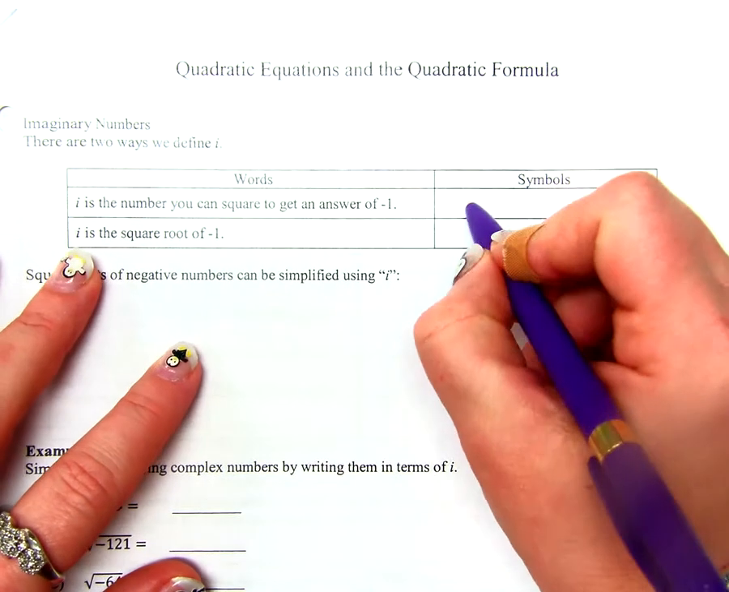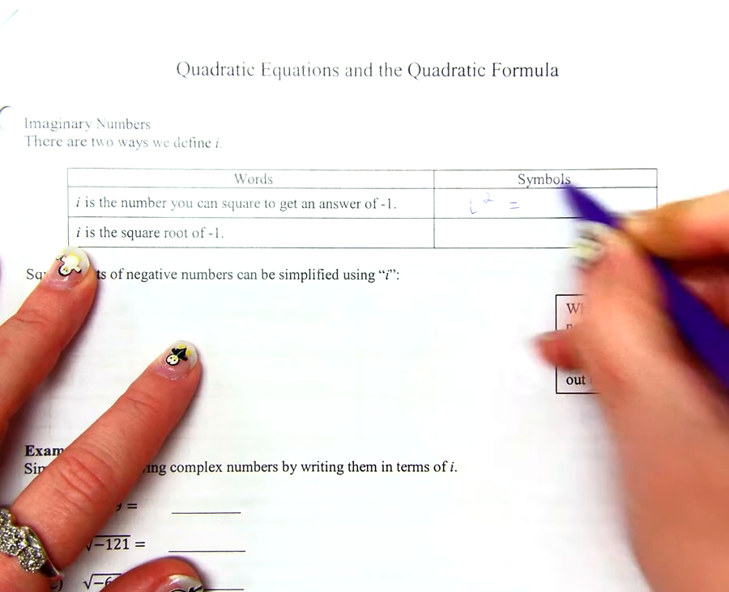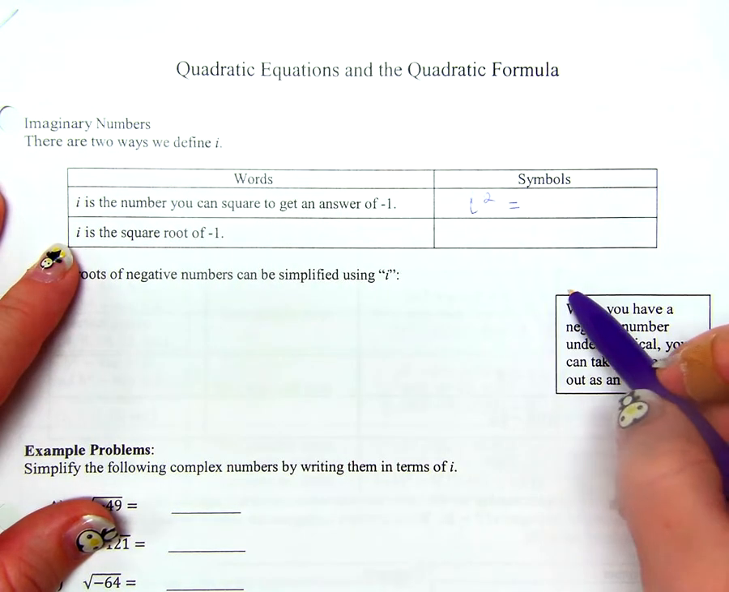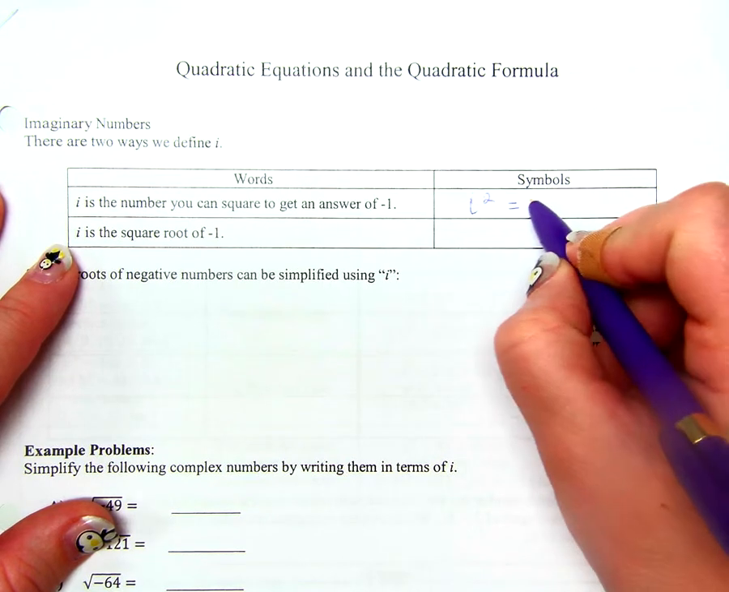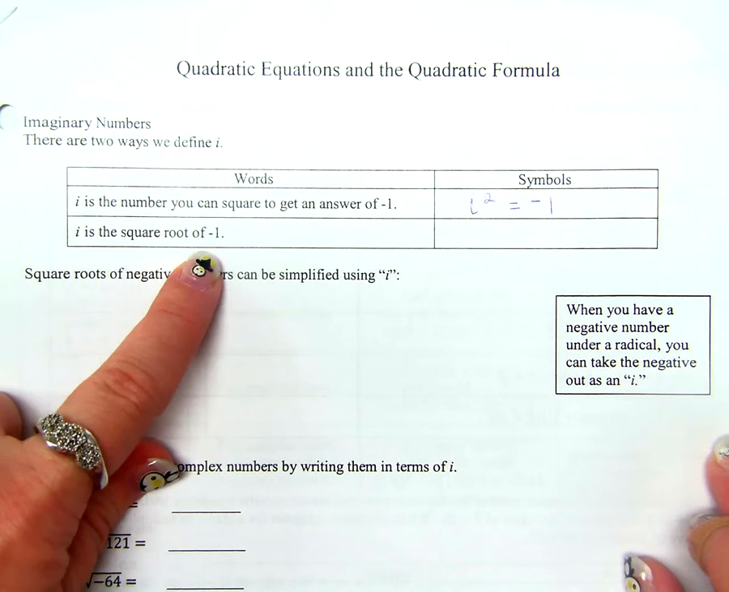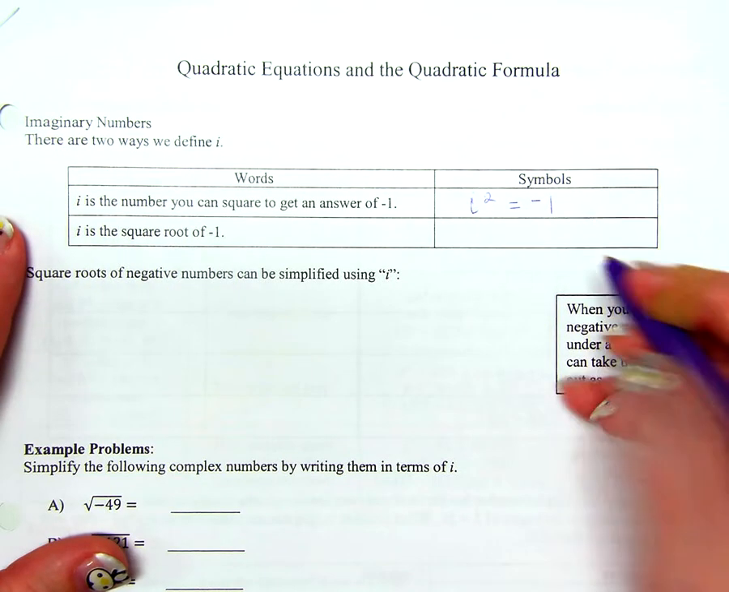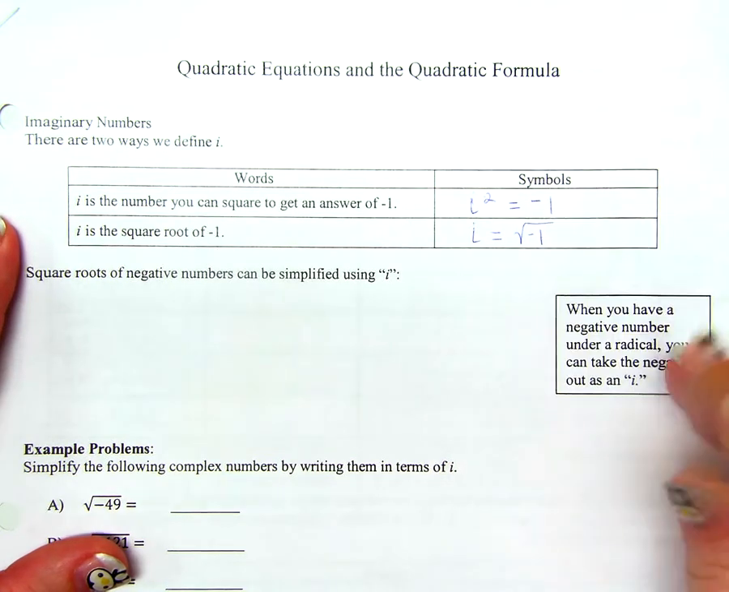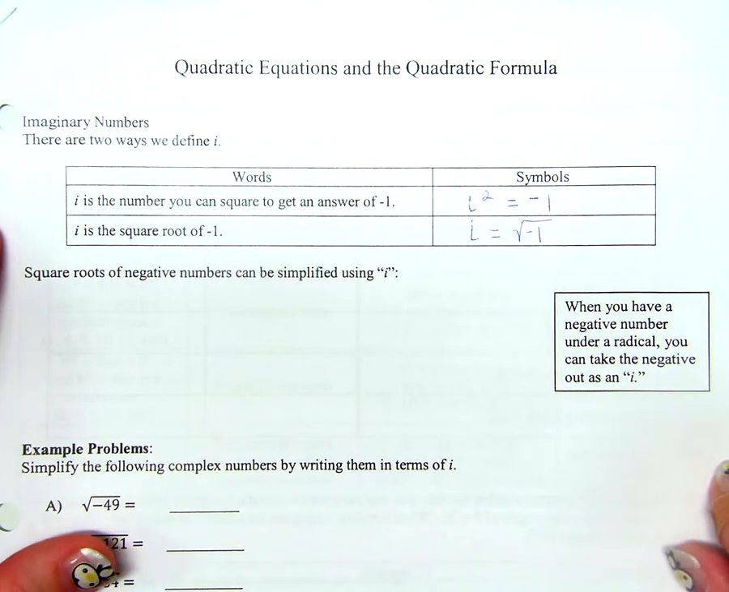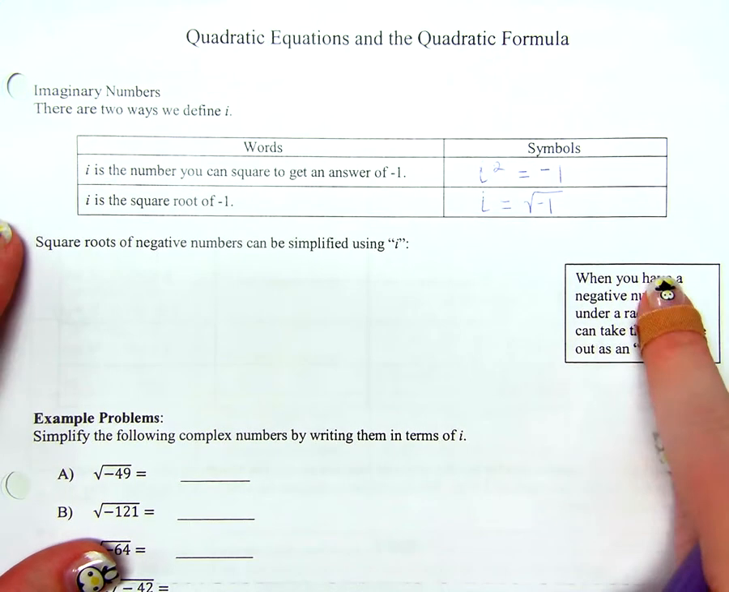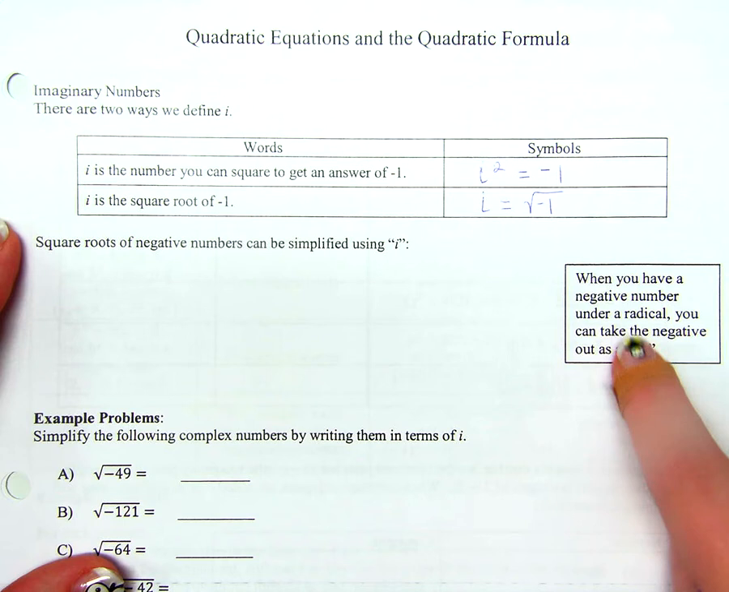So if I say i squared, what does that equal? It's the number you can square to get an answer of -1. What does i squared equal? -1. Okay? Another way to say it is i is the square root of -1. Any questions about that? No? When you have a negative number under a radical, you can take the negative out as an i.